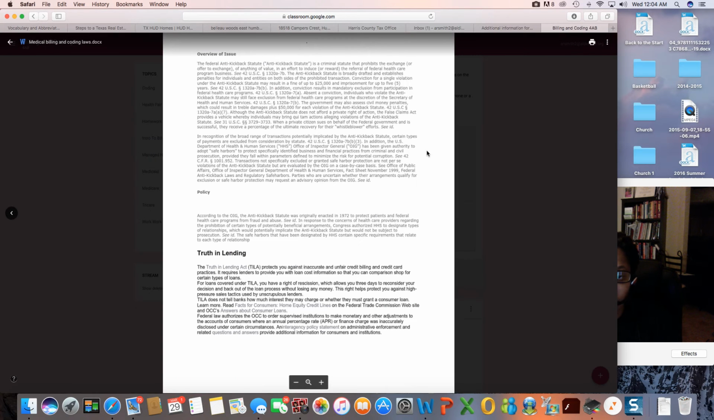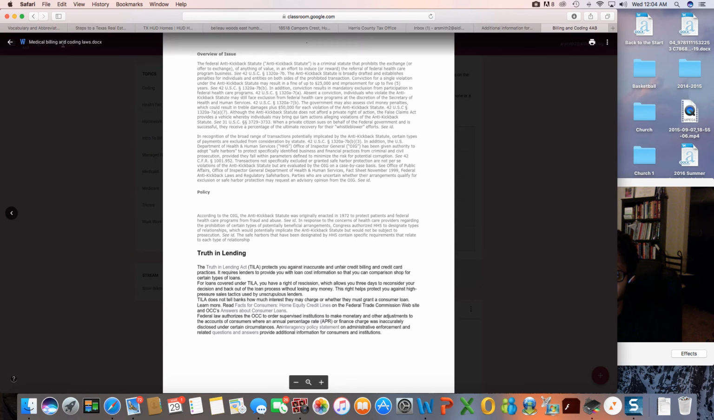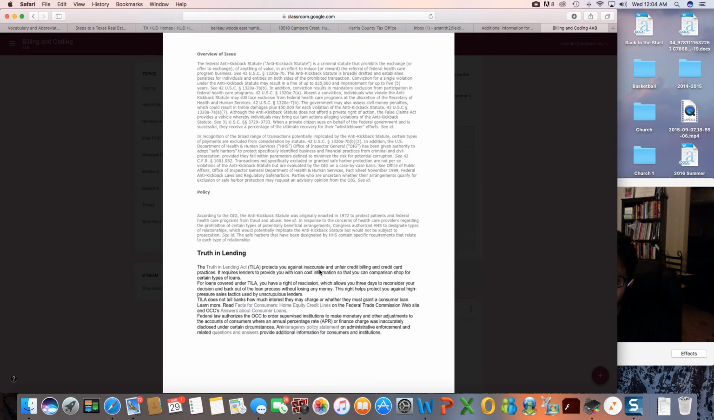And the handout on this can be found on Classroom as well. It's under Medical Billing and Coding Laws. I'm going to give you the highlight points for this act. The Truth in Lending Act, TILA, protects you against inaccurate and unfair credit billing and credit card practices. It requires lenders to provide you with loan cost information so that you can comparison shop for certain types of loans.